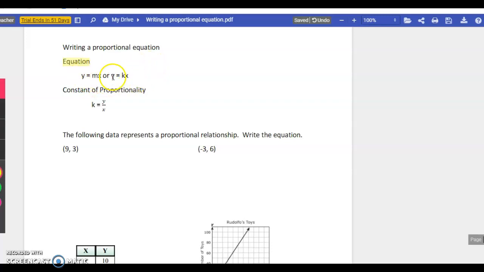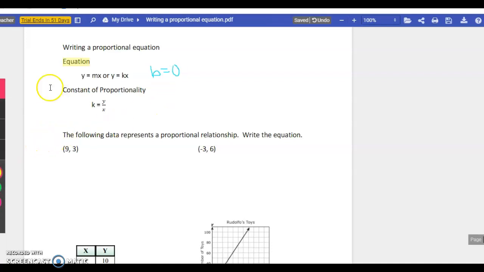Now, a lot of us kept thinking that there was no y-intercept. And there is actually a y-intercept, but remember the y-intercept, the b, is actually 0. So that's why there's nothing there, but that doesn't mean that there's not a y-intercept. It just means the y-intercept is 0.